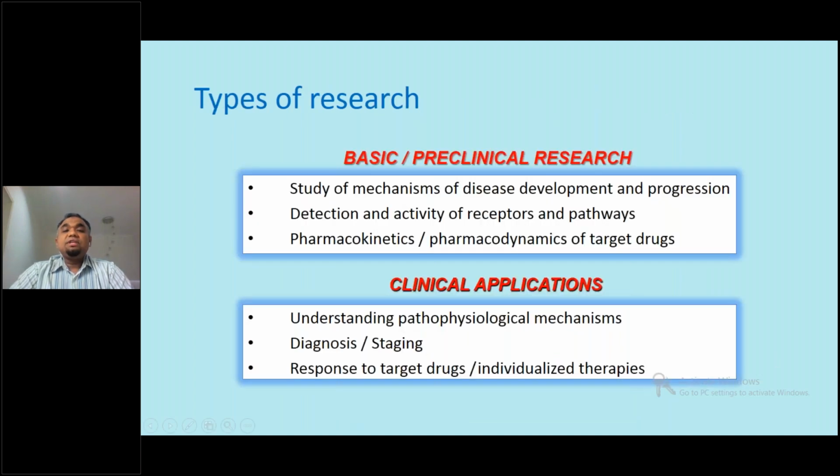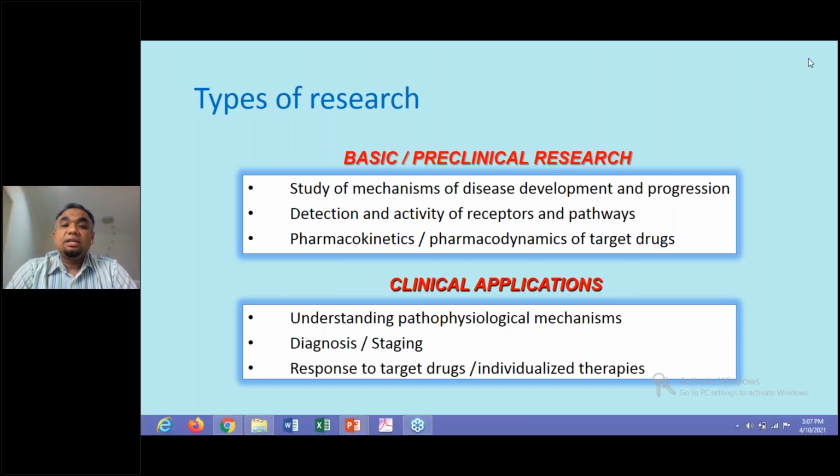So in terms of type of research, I would say there are 2 major types of research, which can be divided into preclinical research and clinical application research. Basically, when we're talking about preclinical research, we are aiming at the study of the mechanism of a disease and the development and progress of the disease itself. And we are talking about the detection and activity of receptors and pathways. I would say that preclinical research is mainly about the fundamentals of the research.